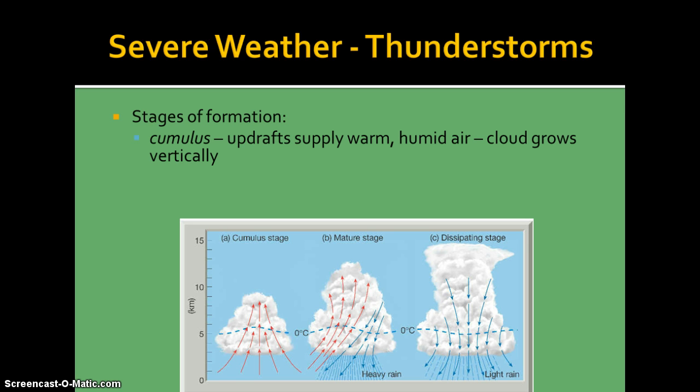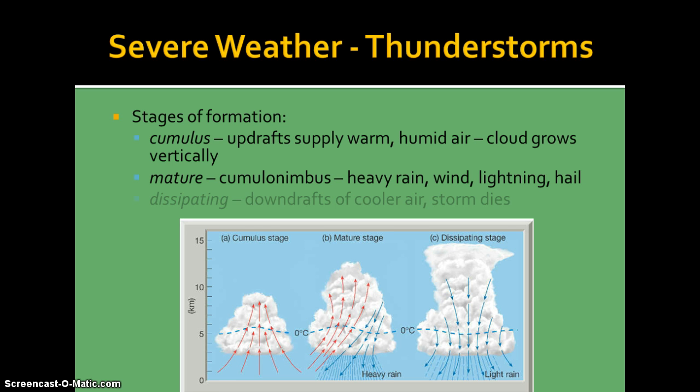So we start off with just the fluffy cumulus clouds. As they grow in height, they become cumulonimbus. This is our mature stage. This is when we start to see our heavy rains, our winds, lightning, hail. All of that's going to be in the mature stage.